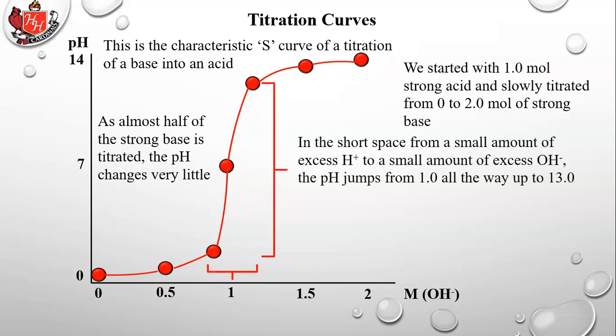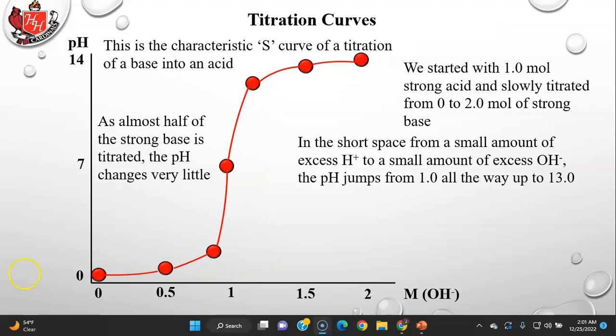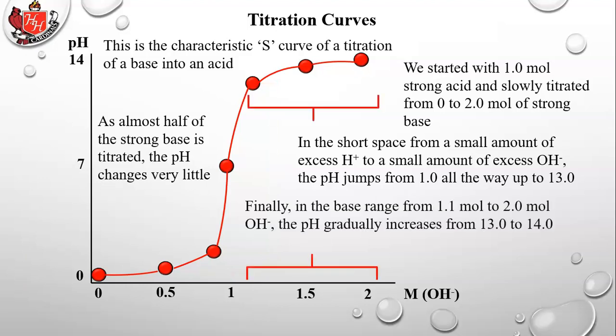In the short space from the small amount of excess H+, that was 0.1, to the small amount of excess OH minus, that was 0.1 of OH minus, the pH jumps from 1 all the way up to 13. It does that very quickly as the solution changes from being slightly acidic to slightly basic. Finally, in the base range from 1.1 moles up to 2.0 moles of OH minus, the pH gradually increases from 13 to 14.